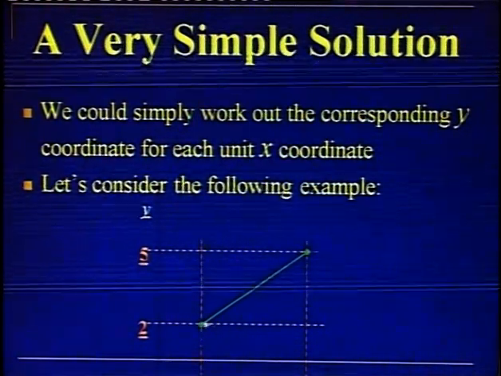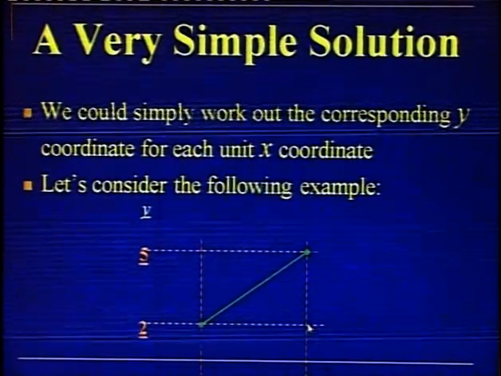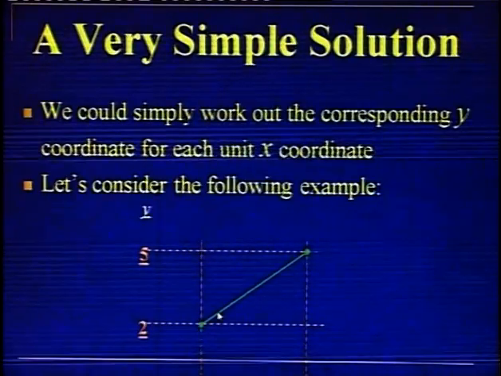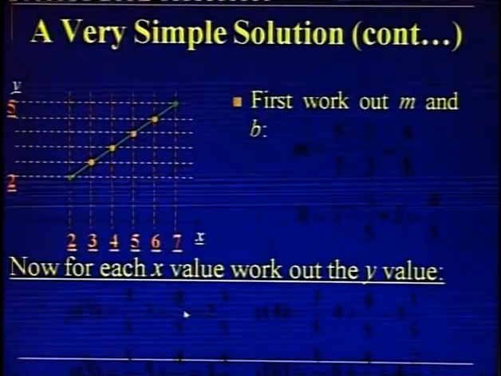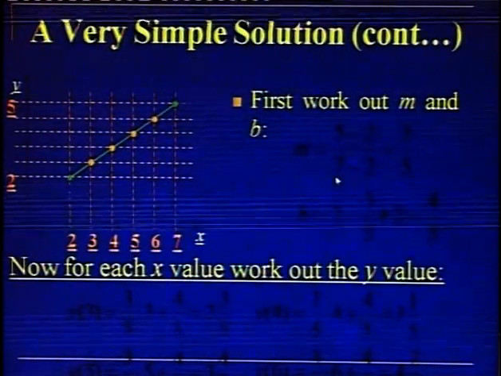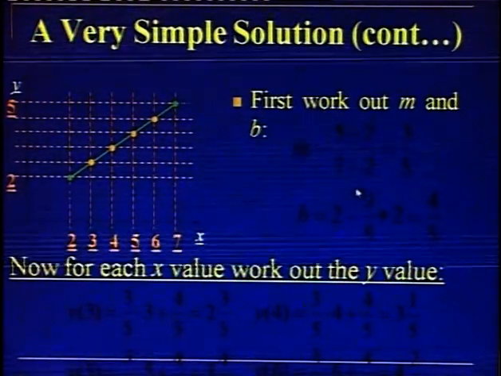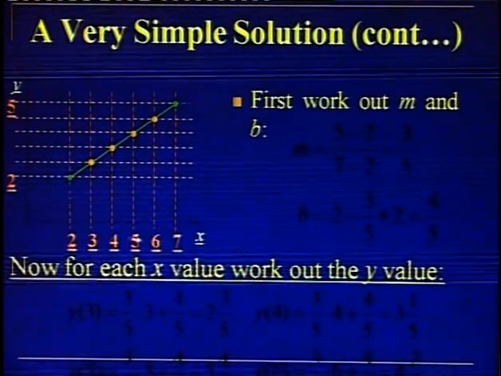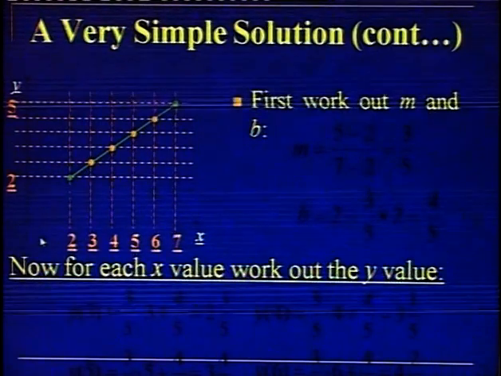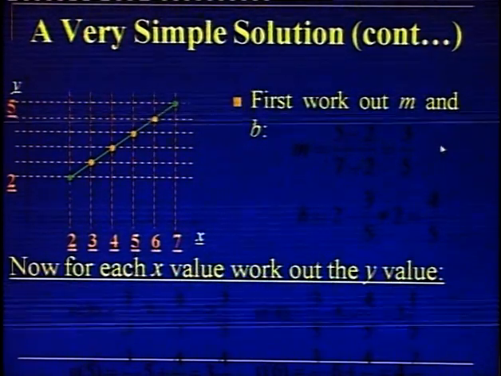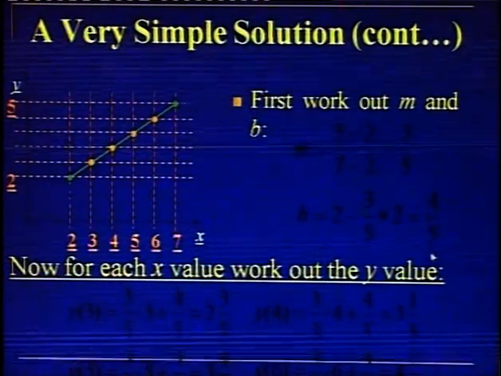If we know that from 2 to 7 we have to approach in the x direction, for every unit x coordinate, we can find the value of the y coordinate with the equation y equals mx plus b. First work out m and b. m will be 5 minus 2 by 7 minus 2, right? It will be I think 3 by 5, and b will be calculated as 4 by 5 with that equation.